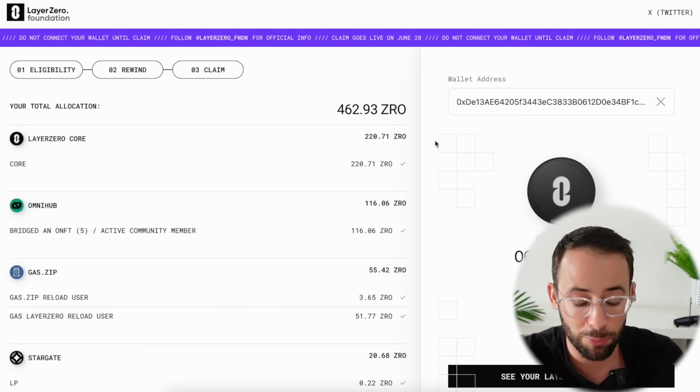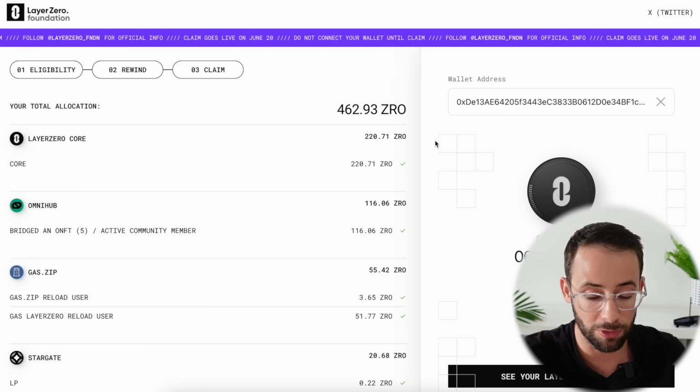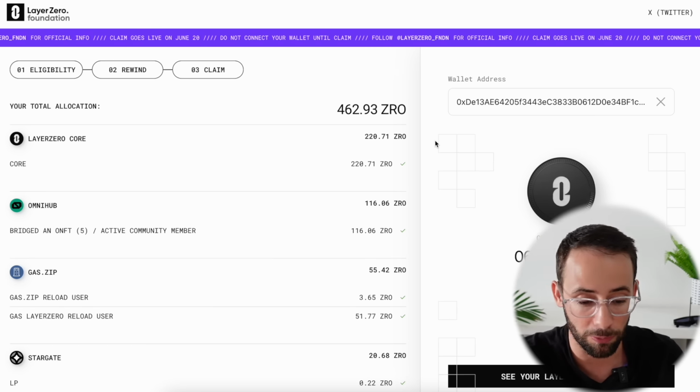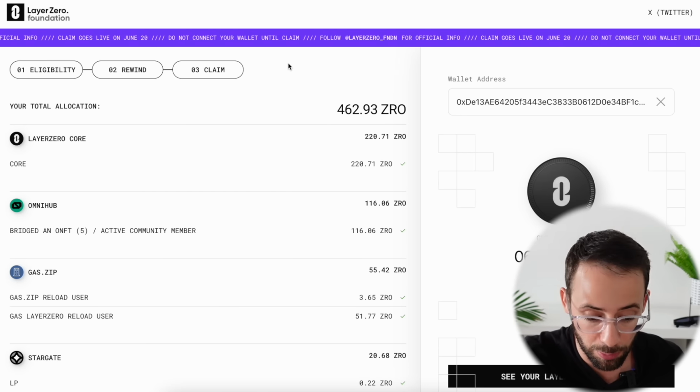And they have held back a pretty sizable allocation of tokens for future seasons to keep people using the bridge and interacting with LayerZero protocol. So we will see what happens tomorrow when this thing goes live. And congratulations to everybody that qualified.